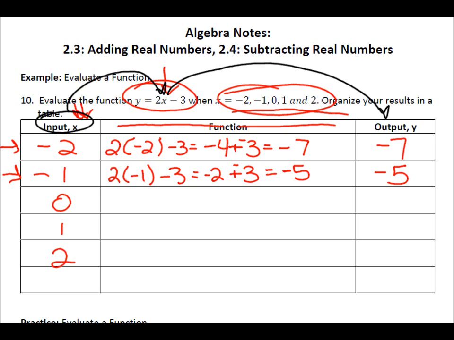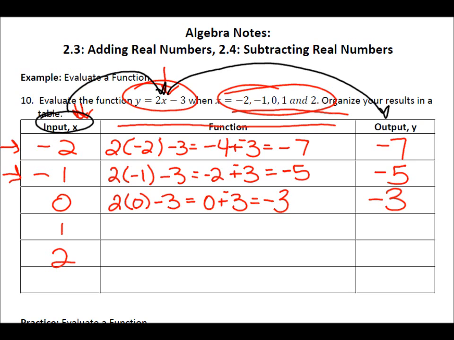To continue here, we're going to plug in 0 next. So 2 times 0 minus 3. 2 times 0 is 0. 0 minus 3. Using our rules, we're going to add the opposite. Those are, again, different signs, so we're going to subtract and keep the same sign. 3 minus 0 is 3. And we keep the sign of the bigger number, which is -3. So when I put in 0, I get out -3.